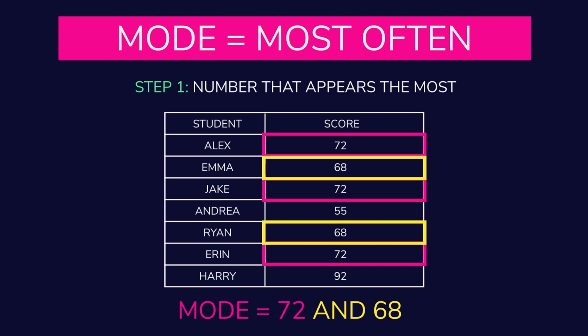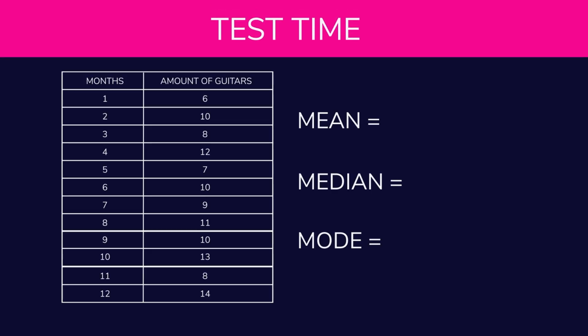Now it's time for us to move on to a real-world example and for you to test your skills. Let's say a guitar shop tracks how many guitars they sell each month. Here's the data for 12 months. Can you find all 3, the mean, median, and mode, under 60 seconds?